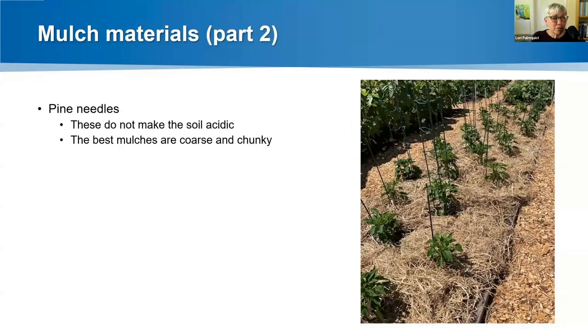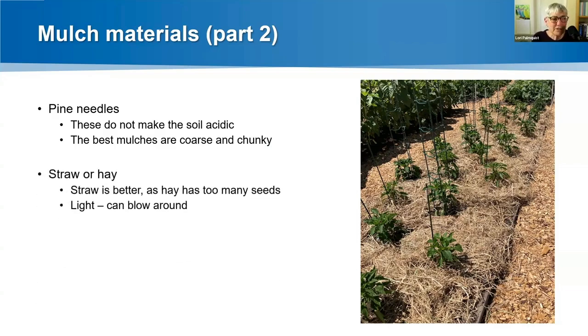Another type of mulch would be pine needles. Now, pine needles, contrary to popular opinion, they do not make the soil acidic. They don't acidify the soil. But the best mulches are coarse and chunky, and pine needles are not that, but you can use pine needles. Then we have straw or hay, and straw is better as hay has too many seeds. And straw is pretty light, so it can blow around in the wind.